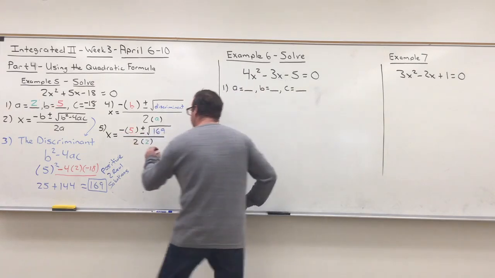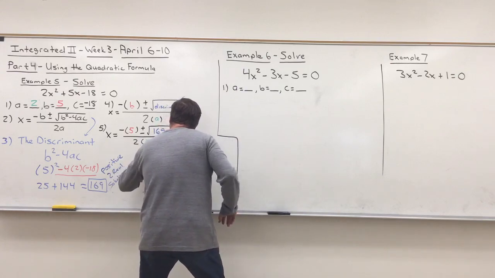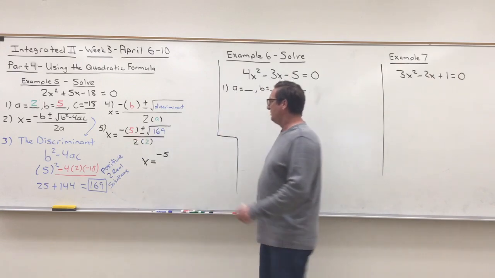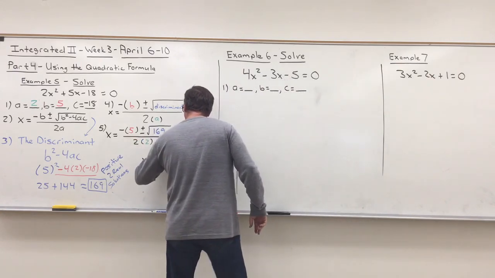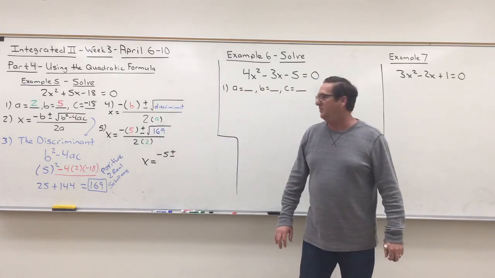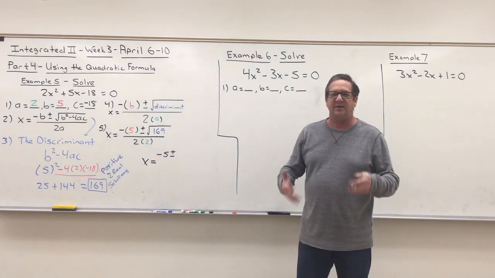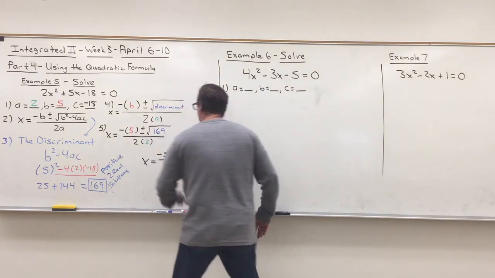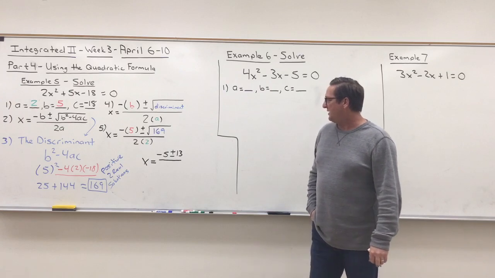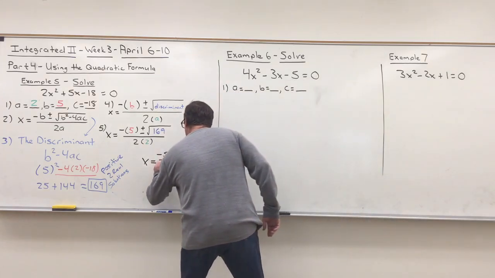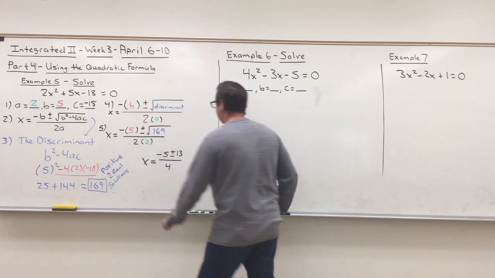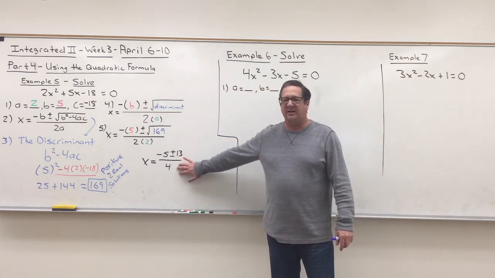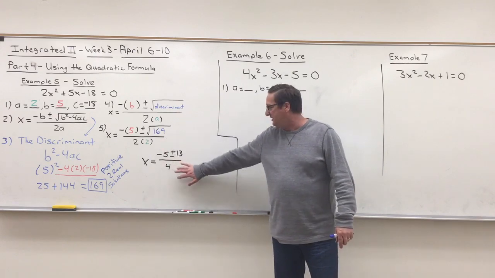So I'm going to move this over here so we get x equals -5 plus or minus. Now the square root of 169, if you do that on the calculator, you're going to get 13. I know it's 13, I'm not going to punch it in. -5 plus or minus 13 all over 4. Okay? It's not always a 2. Okay, it looks that way, but this time our A value is 2, so this is 4.